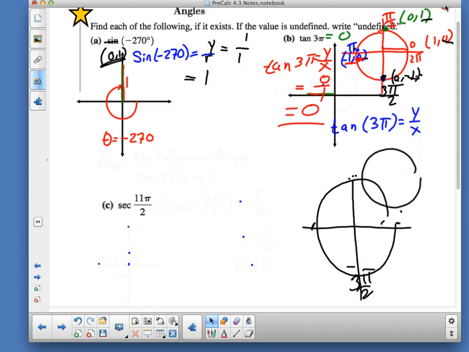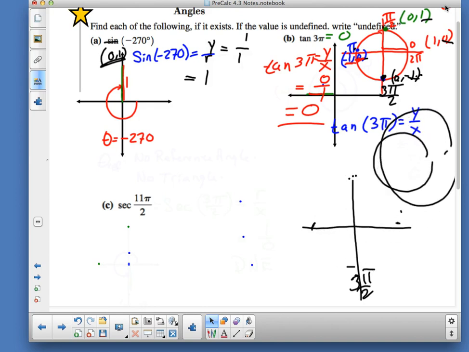Just to emphasize this again. Remember, pi over 2, this is 2 pi over 2, 3 pi over 2, 4 pi over 2. One rotation is 4 pi over 2. Two rotations is 8 pi over 2. Then 9, 10, 11 pi over 2. So I'm going to go around 2 3/4 rotations, and I'm going to be right here. That's the angle we're working with.